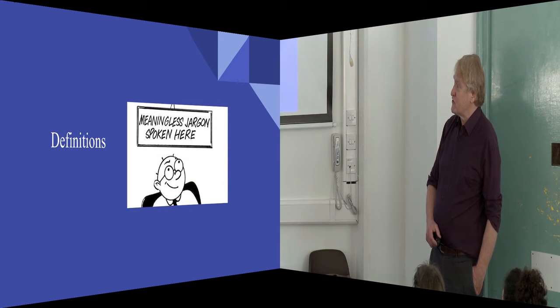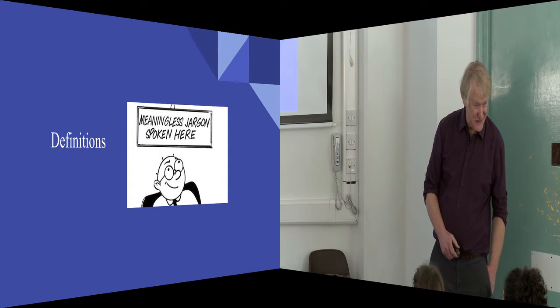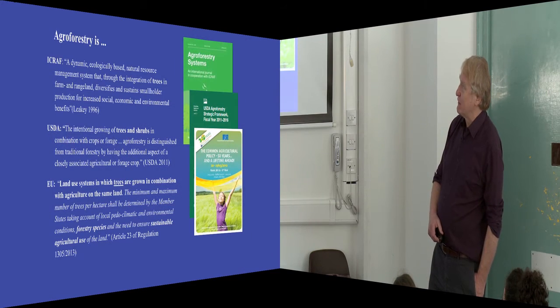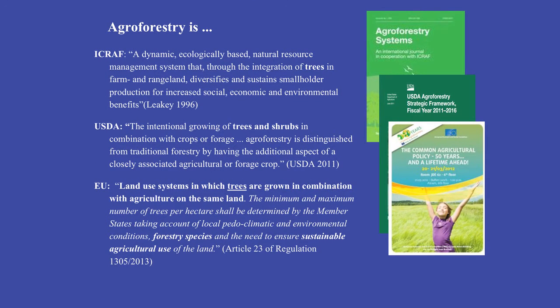So, first the boring bit, but what is agroforestry? It's actually surprisingly difficult to find a reliable definition because we have a whole variety of those. Many of the definitions include phrases like increased social, economic, and environmental benefits. Those are nice words, but they're not appropriate for a definition. A definition should be simple and measurable and quantifiable. We also have some definitions that talk about trees and others which include shrubs. The common element is mixing it with agriculture, either crops or animals.